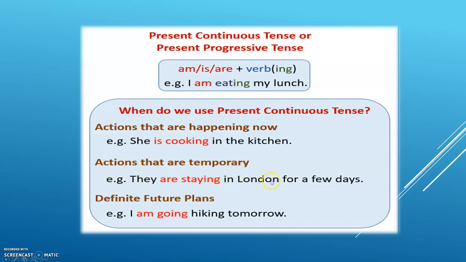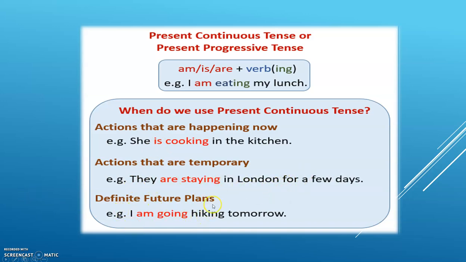Then actions that are temporary. They are staying in London for a few days. Temporary, they are staying for a few days. So, are. Why are, children? Because they. She is singular, so is. They are plural, so are. They are staying in London for a few days.